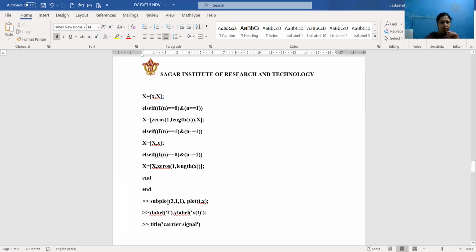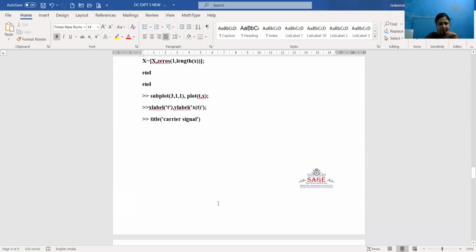Now subplot 3 comma 1 comma 1. That means I have defined a figure window which has three rows and one column, and my first signal will be placed at the first position. Plot t comma x, where x is the carrier signal, x label t, y label xt, and the title will be given as carrier signal. So here the carrier signal will be drawn, which will be a sinusoid of higher frequency.